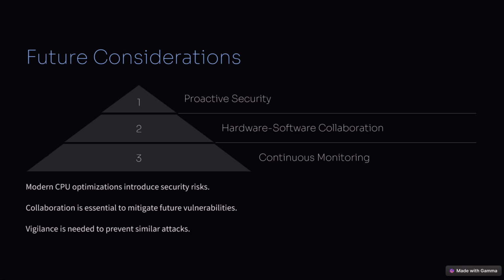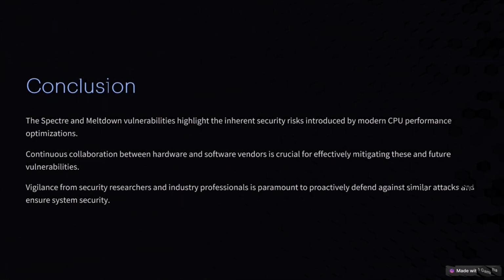So at last, we can say Spectre and Meltdown highlight the security risks associated with CPU optimizations. Addressing these vulnerabilities requires a collaborative effort between hardware and software vendors. The cybersecurity community must remain vigilant and proactive in defending against future threats. So, security researchers and industry professionals must continuously monitor and defend against similar attacks in the future.